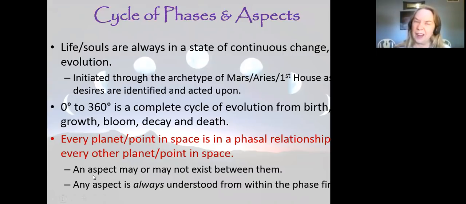Now, every planet and point doesn't always have an aspect between them. There's always a phase. There may or may not be an aspect. And I like to say, when you start to interpret aspects, you start with the phase first and then fill in the aspect, because the aspects are contained within the phase. Got that? Phase first, then you fill in the details of the aspect when you're looking at an aspect between any two planets. All right?